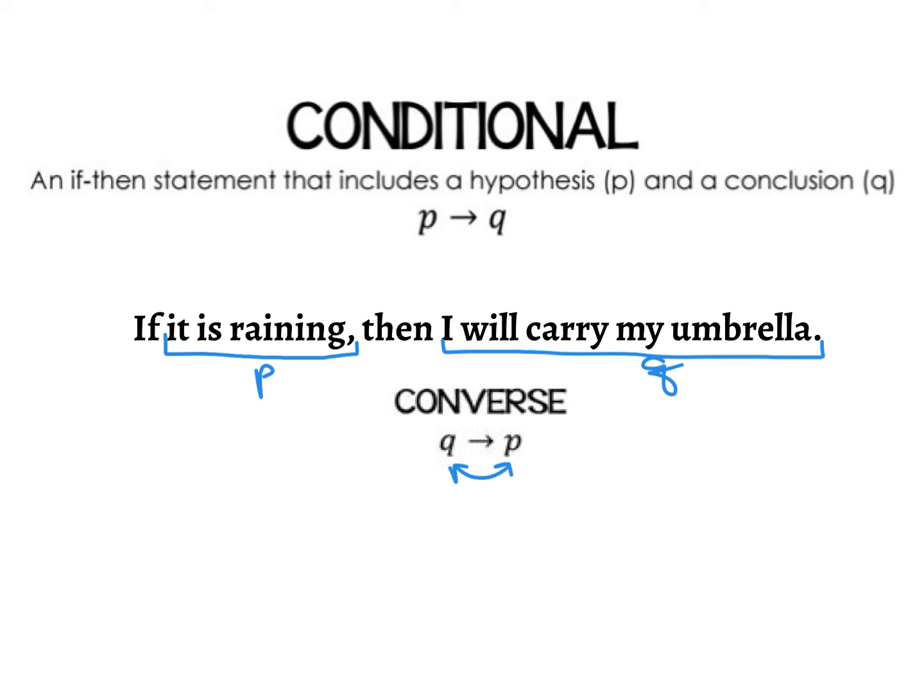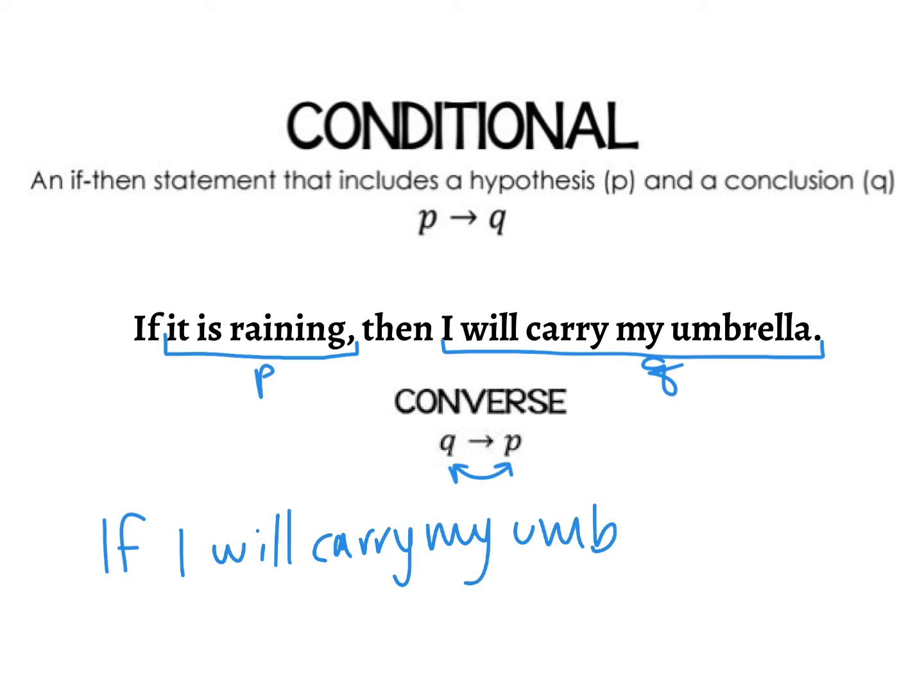So we're going to write just that. If, and I will write the last part of the statement, I will carry my umbrella. Then, there's a comma here. Then I'm going to go backwards with P. It is raining.